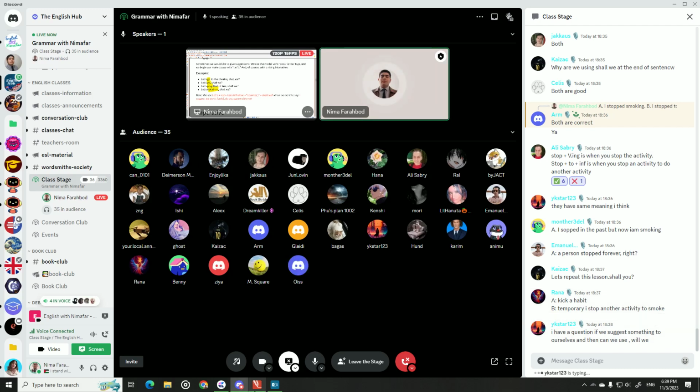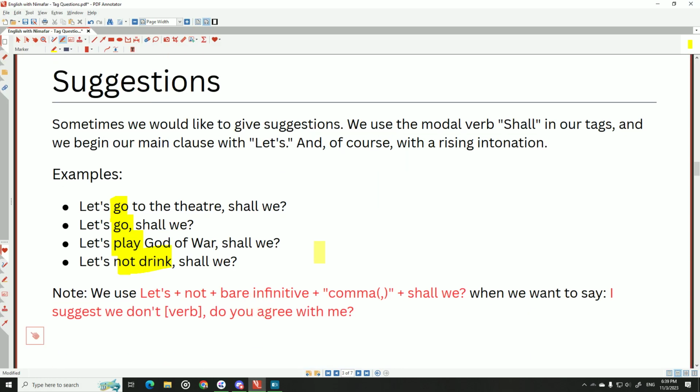While you're writing your sentence, I want to say it again for Kaiser. Okay, guys, like suggestions. When you want to suggest something to someone, for example your friends, you say, hey guys, let's go somewhere. And if you want to use tag questions, you only use the modal verb shall, nothing else. Not will, not would, not could, not should. Only shall. And only we, because you're suggesting and you are included in that sentence. And let means let us, literally we. So you have to start your sentence with let's, and end it with shall we, nothing else.